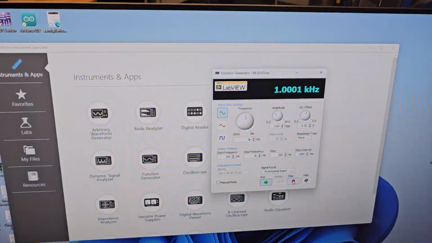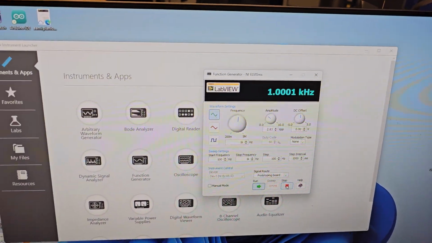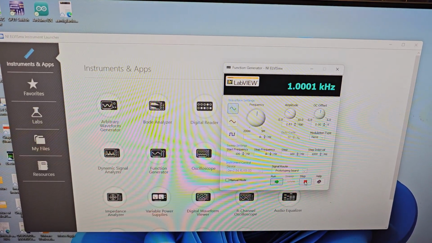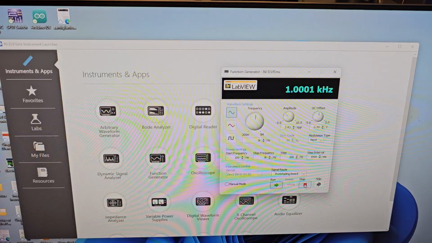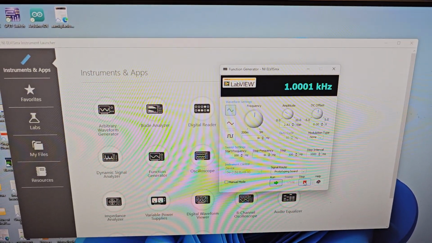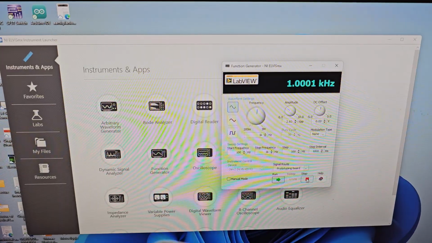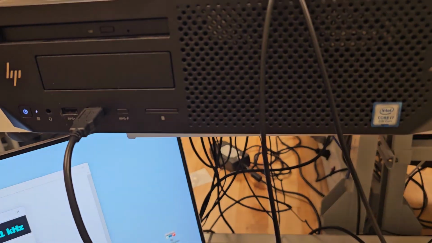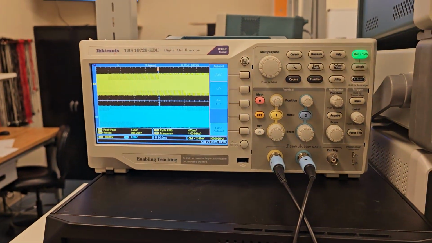My instrument launcher is on, but I'm only using the function generator. Today's demonstration is just to show you how to do this on the hardware with the actual oscilloscope. I'm running this at 1 kilohertz at 2.83 volts peak to peak, and my probes go right up to my oscilloscope.